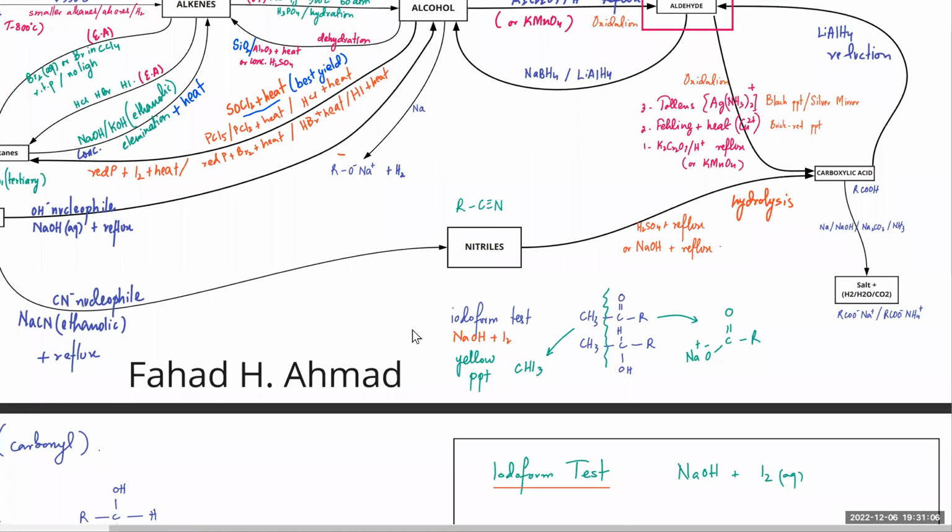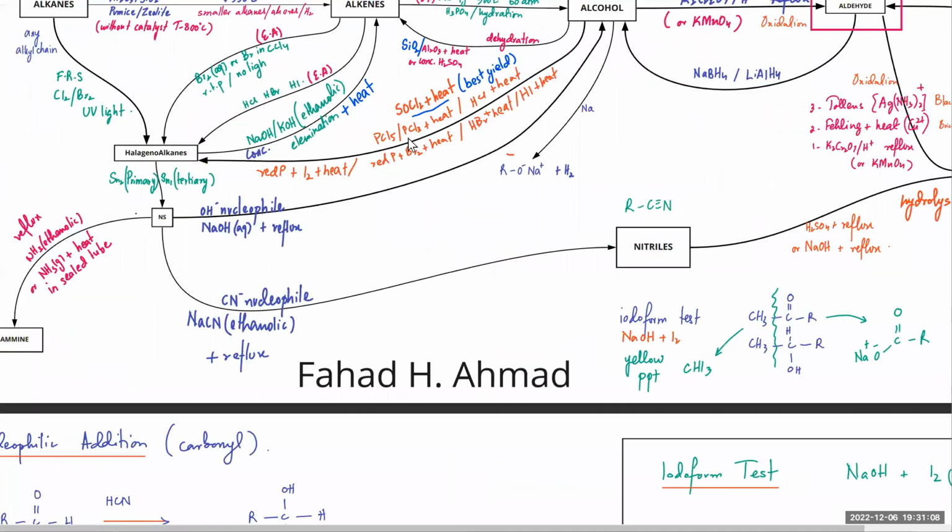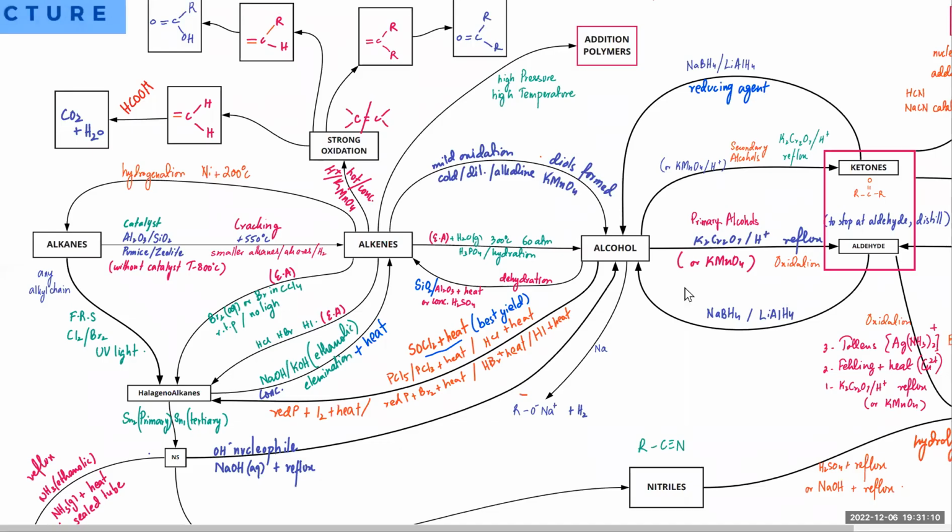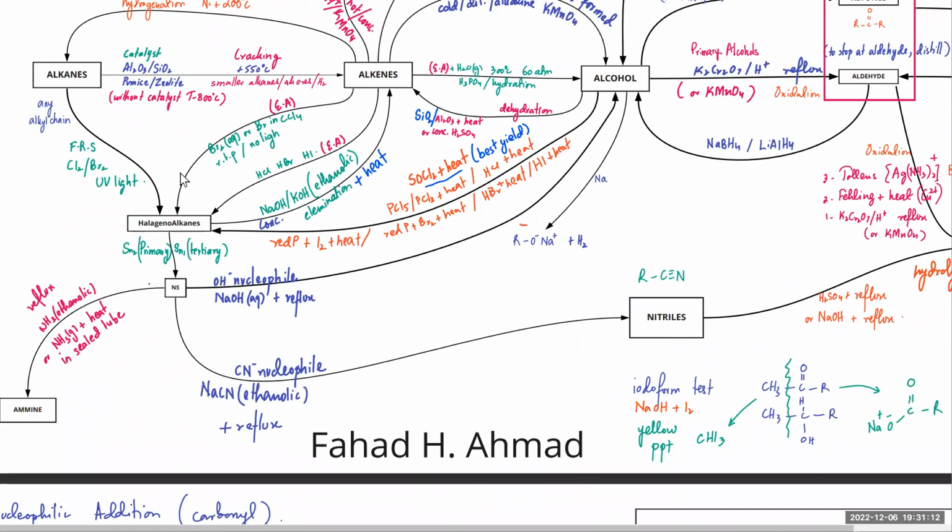अच्छा, तो अभी हम कहाँ तक पहुंचे? We have reached halogenoalkanes. It's over here. So we did all of the reactions. Okay, how do you form it?